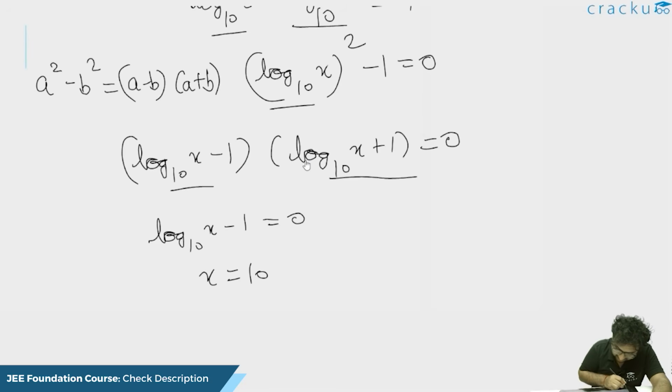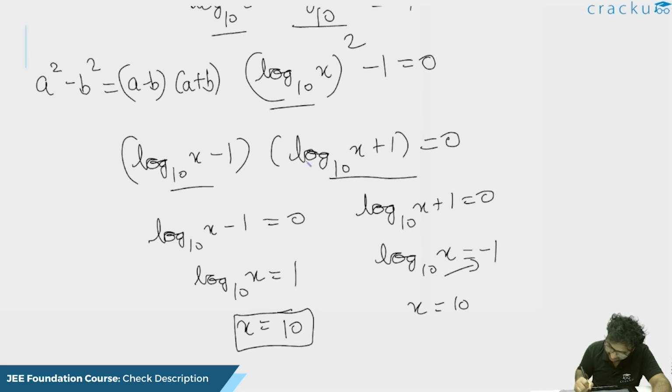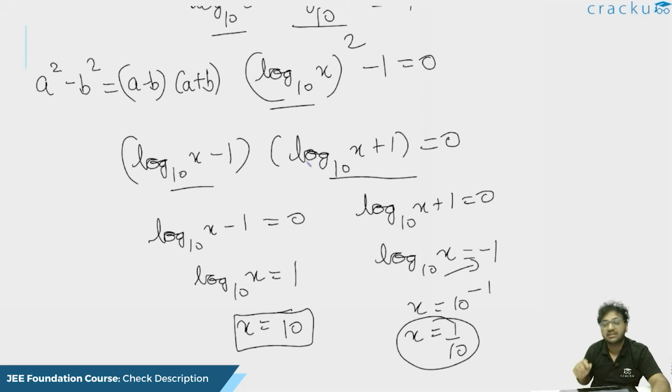So we get what? x is equal to 10 from here. Like if I take log x is equal to 1, so this is what? x is equal to 10 to the power 1, which is equal to 10. Or we can take log x equal to minus 1. So log x to the base 10 is equal to minus 1. So 10 will go here. So we get x equal to 10 to the power minus 1. So x is equal to 1 by 10. So we got the two values of x, which is 10 and 1 by 10.